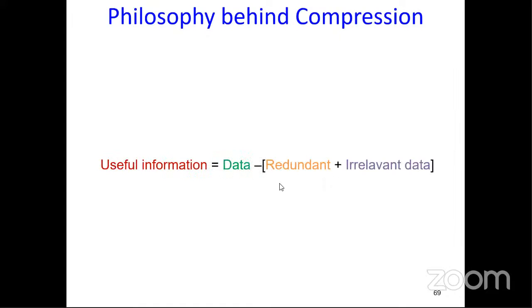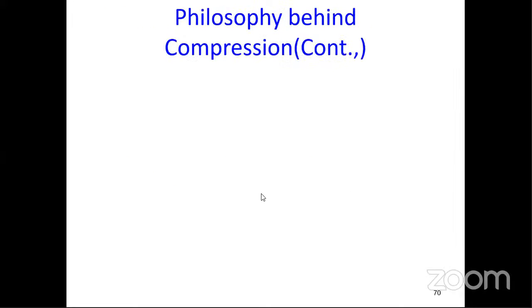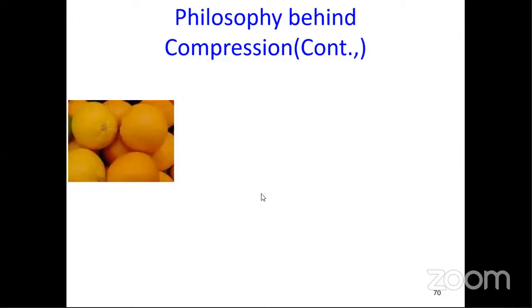What is very important is, if you have data and you can minimize these two, then definitely you can achieve compression. Redundancy you have to minimize, irrelevancy you have to throw out, so that you will be able to achieve compression. Now you will try to understand this by a simple diagram.